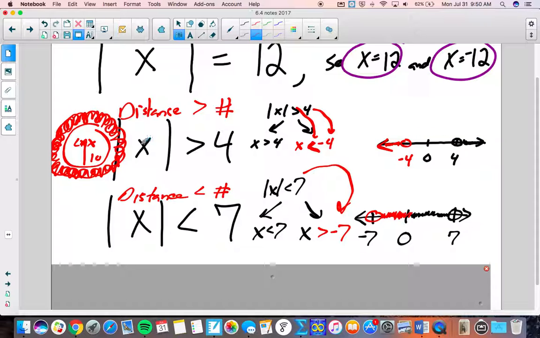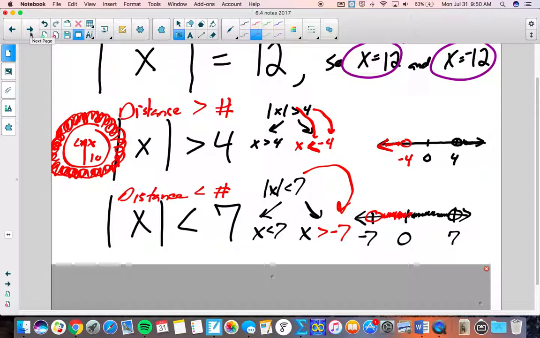Let's try a number to the right of 4. So let's try 5. The absolute value of 5 is 5. Is 5 greater than 4? Yes. Let's try a number shaded here, like -5. The absolute value of -5 is +5. Is +5 greater than 4? Yes.